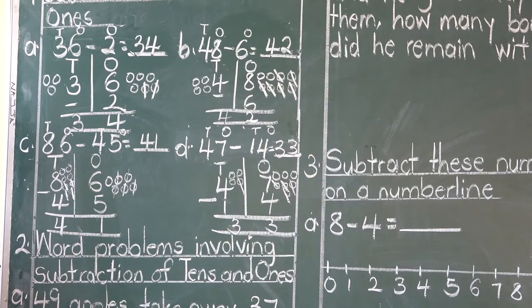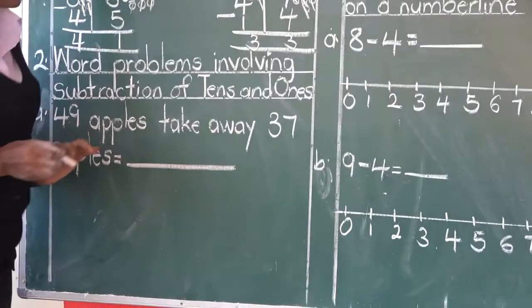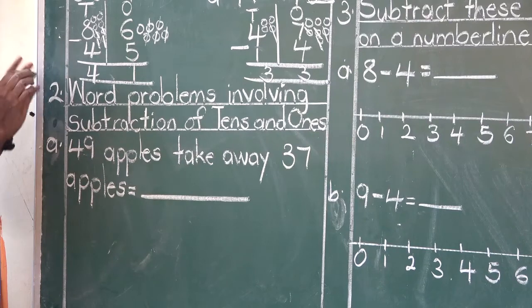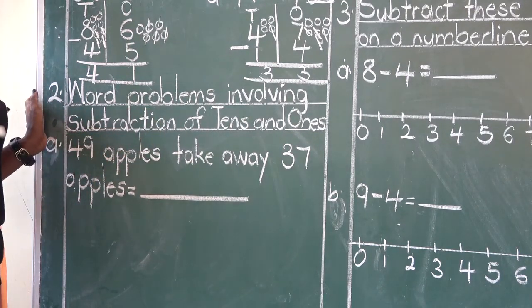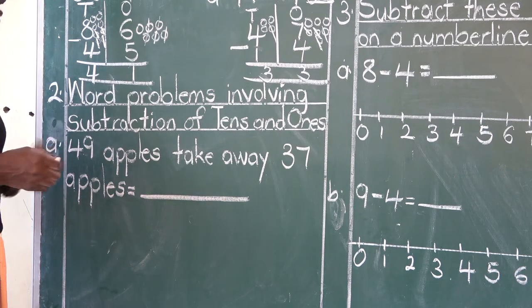Now let's look at word problems, still in subtraction of tens and ones. Word problems involving subtraction of tens and the ones. Our first number, we have 49 apples, take away 37 apples. When we look at our previous work, I told you the keywords, and I told you, wherever they give you word problems, you have to first look for the keyword and get to know, are they trying to subtract, to add, to multiply, to divide?